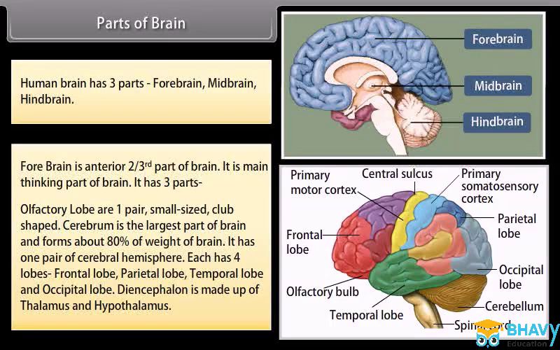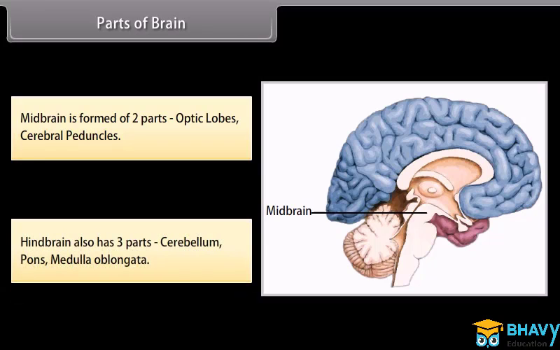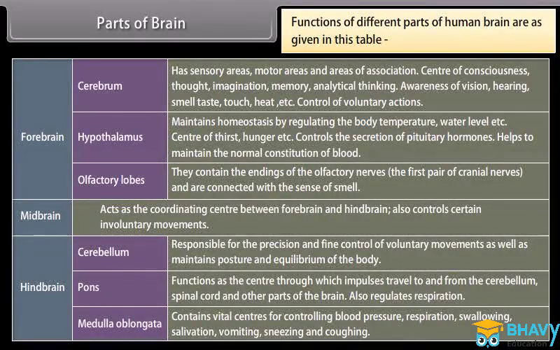Diencephalon is made of thalamus and hypothalamus. Midbrain is formed of two parts: optic lobes, cerebral peduncles. Hindbrain also has three parts: cerebellum, pons, medulla oblongata. Functions of different parts of the human brain are as given in this table.